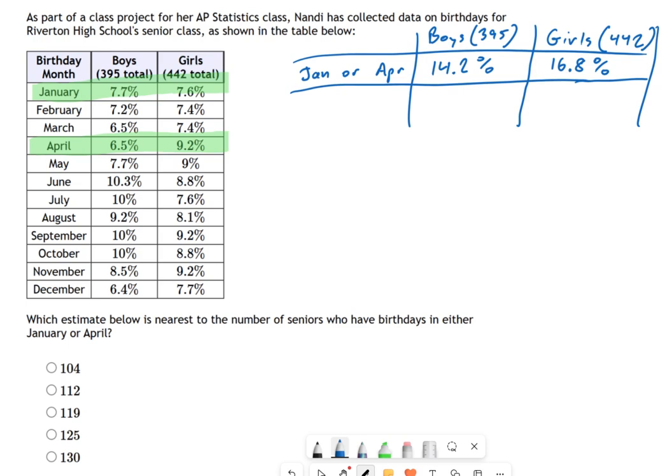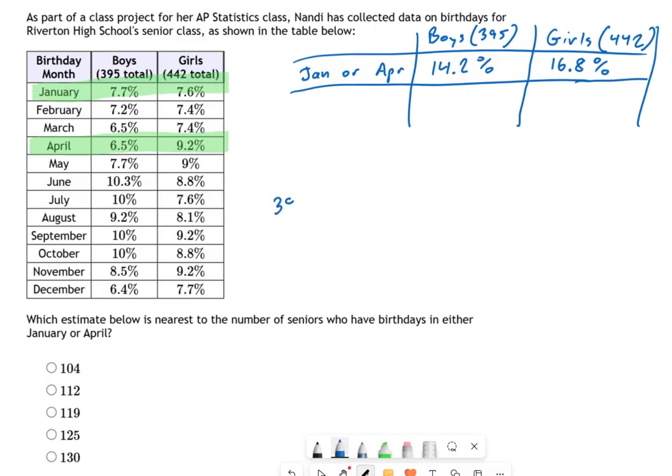And the reason why we have to treat this separately, we can't take the average, for example. We can't just average 14 and 16 together, is because there's more girls than boys total, right? Lots more girls in the senior class than boys, for whatever reason. So what that means is we have to turn the percentage first into a number for the boys, then into a number for the girls, and only at the end add up those numbers.